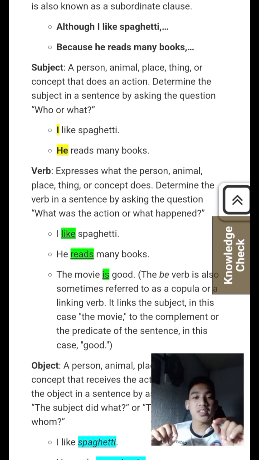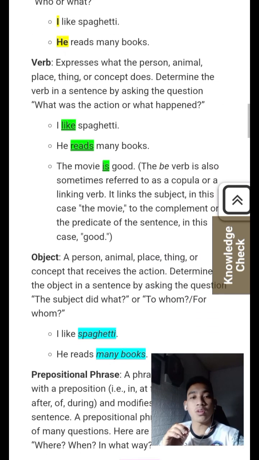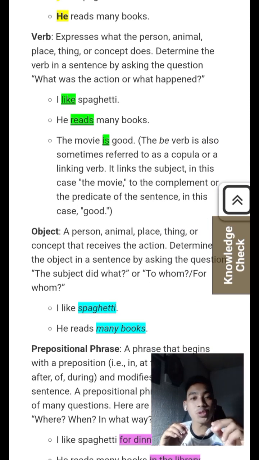Verb. The verb expresses what the person, animal, place, thing, or concept does. Determine the verb in a sentence by asking the question, what was the action or what happened? So that is the verb. The verb is the act of the subject. It answers what was the action or what happened. I like spaghetti. So the word like is the verb. He reads many books. Reads is the verb.